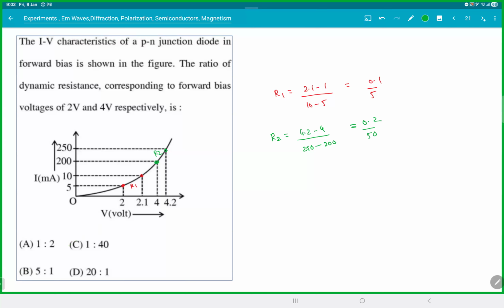C or B? B. 5:1. That's 2.1 minus 2, yes.